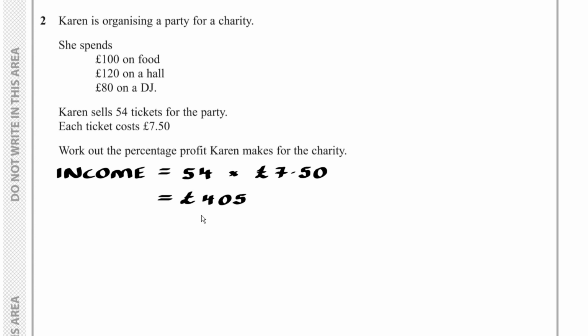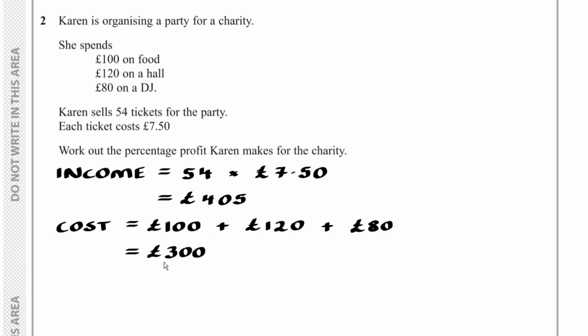To run the party, we have to find out the total cost. The cost is equal to how much she spends on food, £100, plus how much she spends on the hall, £120, and how much she spends on a DJ, £80. And adding these together, we get £300 for the cost.